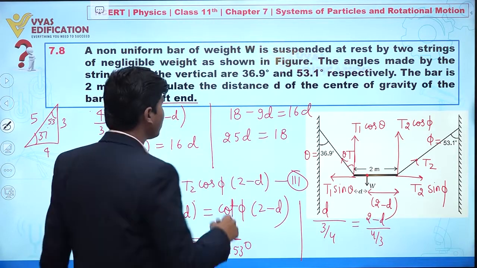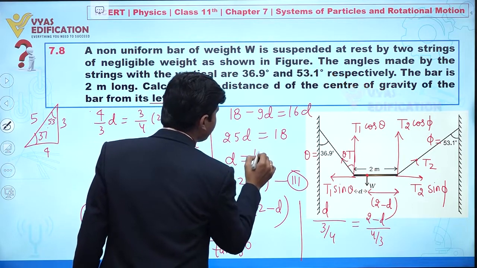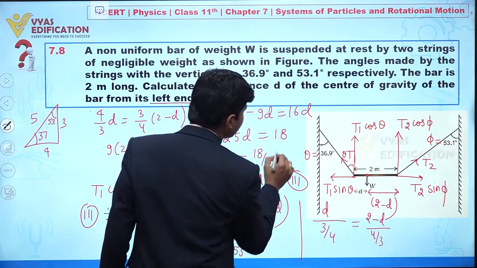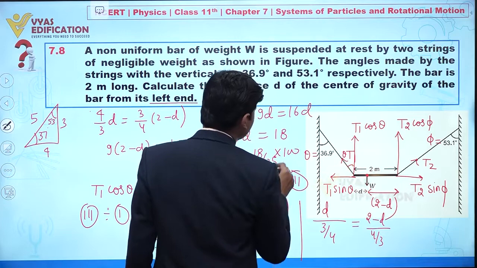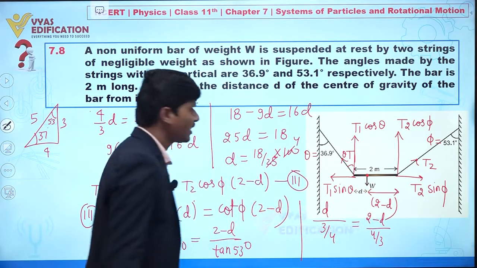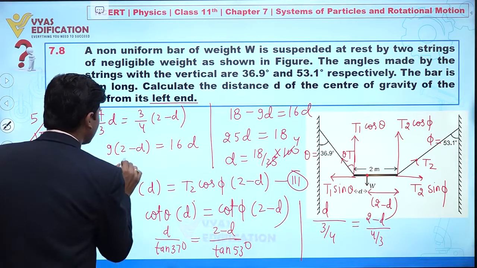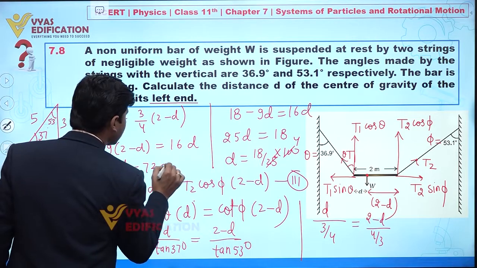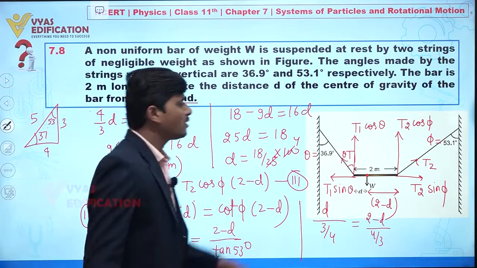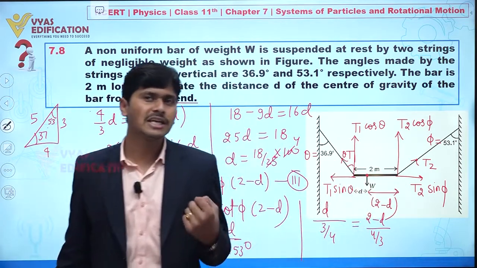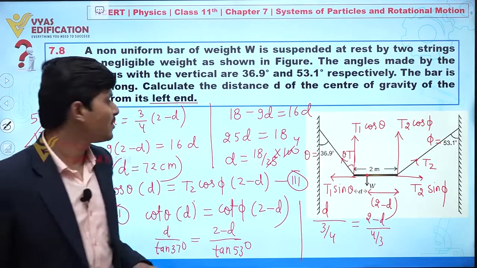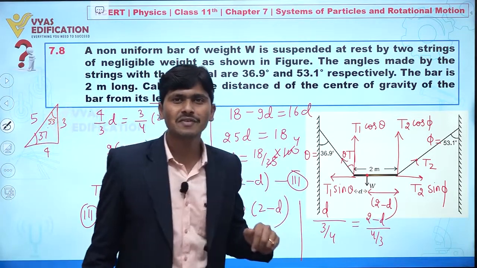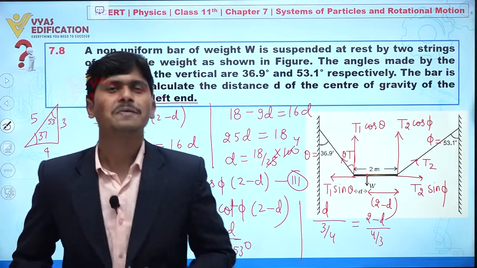Clear? So now we are getting the value d as 18 by 25 in meters. We can convert into centimeters, so multiplying by 4, we get d equal to 72 centimeter. Clear? It means we are getting the position of the center of mass 72 centimeter from the left hand. Clear to everyone? So this is all about this question.